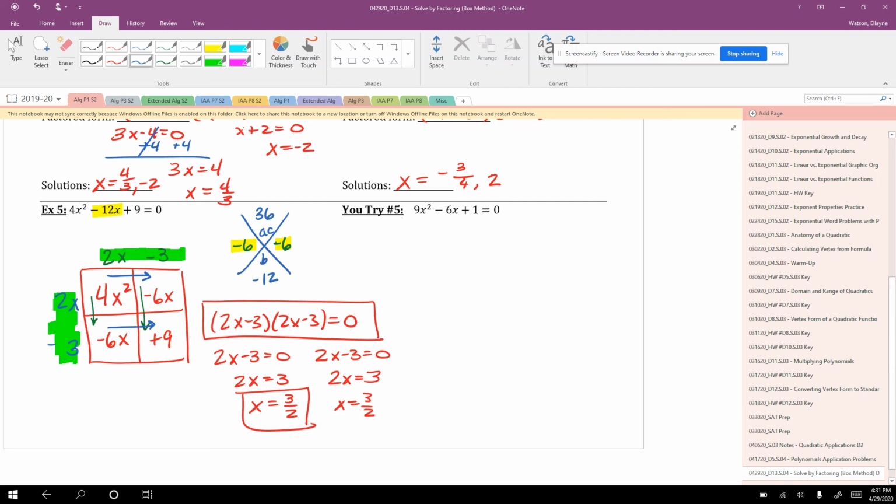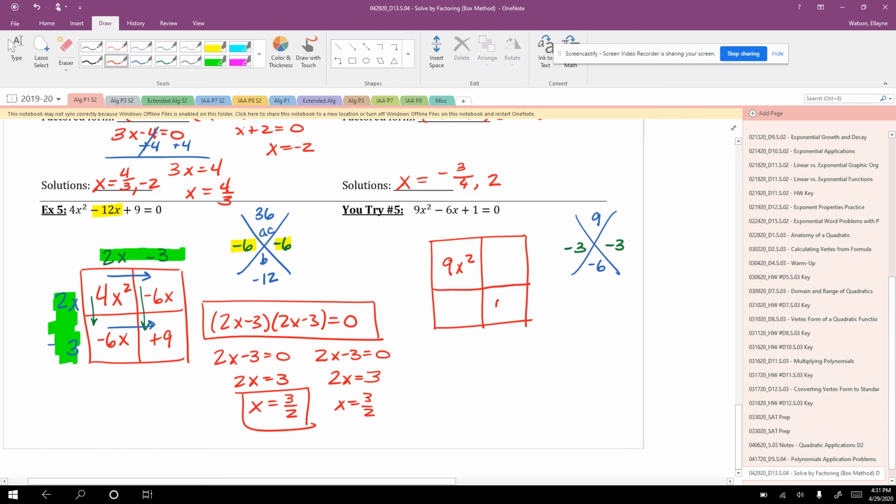All right, guys, hoping you're getting the hang of this. A times c here is 9, b is negative 6. Two numbers I multiply to 9 and add to negative 6. It's going to be negative 3 and negative 3. Let's go ahead and draw my box. First and last terms stay the same. Split this middle, negative 6x, into negative 3x and negative 3x. Don't forget your x.